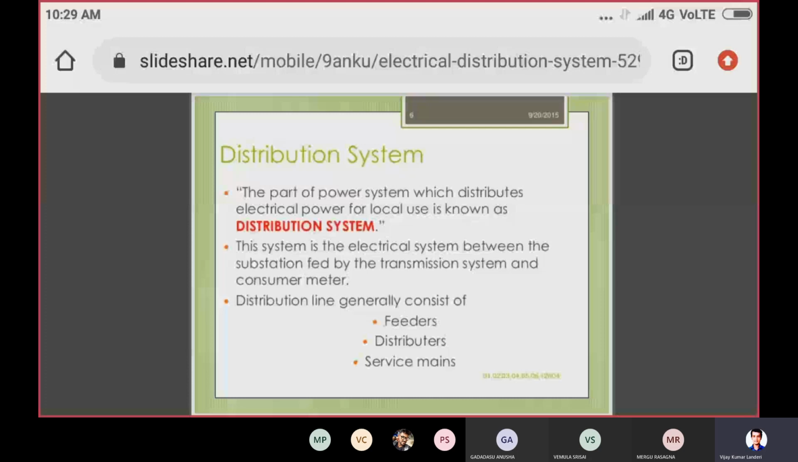That part of the system which is there between the transmission system and the consumer meter, we call it the distribution system. Generally, distribution lines consist of feeders, distributors as well as the service mains, right? The distribution system mainly consists of feeders, distributors as well as the service mains.